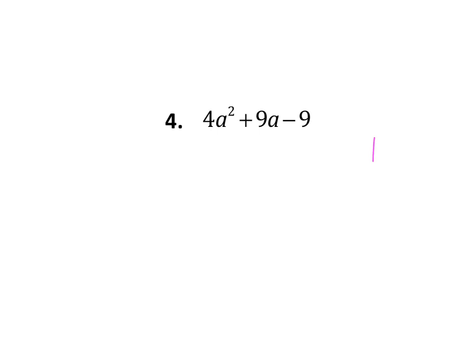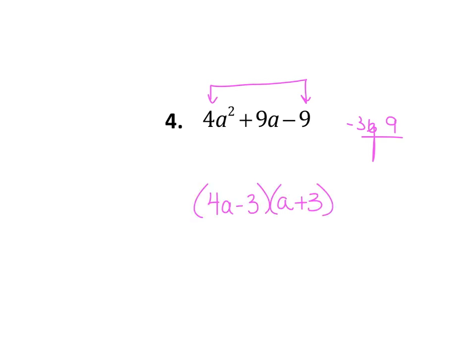I'll start you off. You're going to be doing factors of negative 36, because that's 4 times 9. Factors of negative 36 that add up to a positive 9. Go ahead and try those, and then check if your answer is correct. All right, so for number 4, you should have gotten 4a minus 3 times a plus 3.